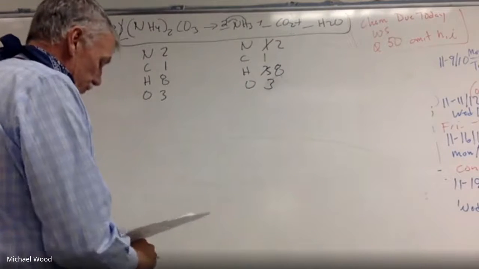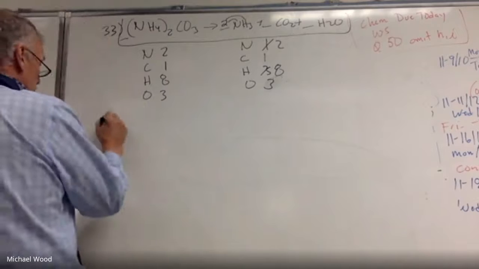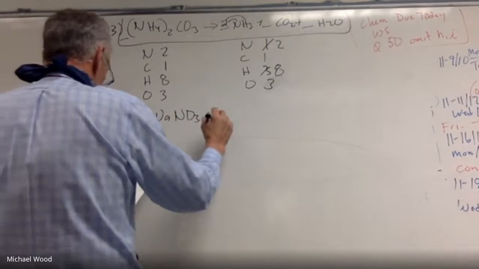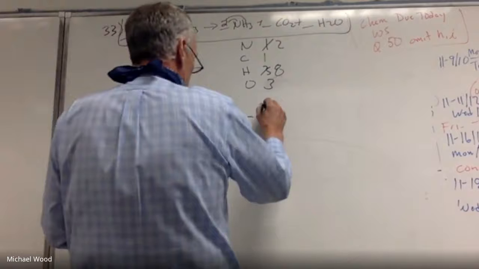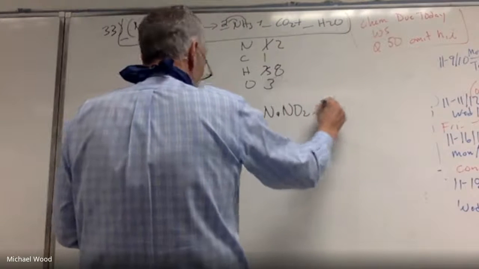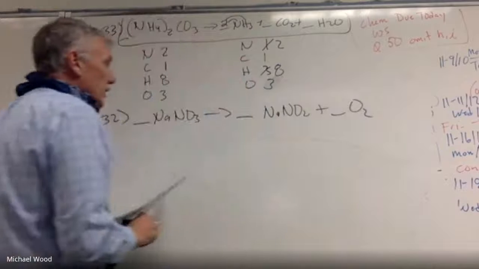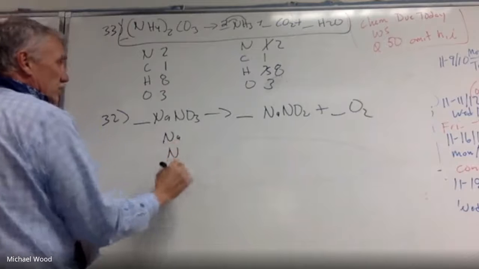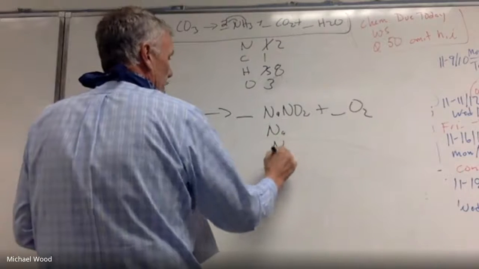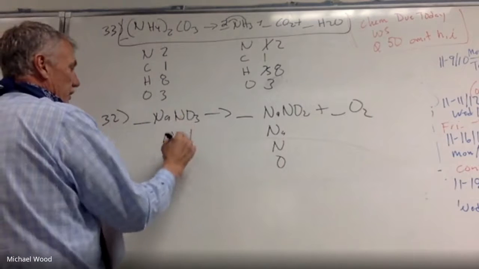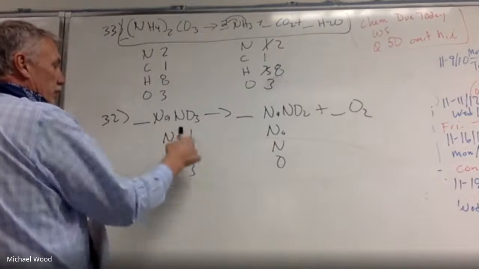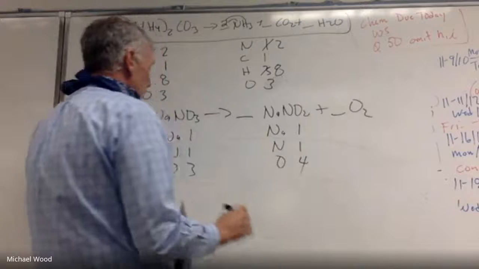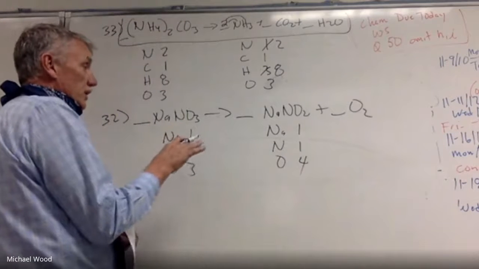Okay, so number 32. So I've got NaNO3 makes NaNO2 plus O2. So again, I'm going to do accounting, and again, I'm always going to save O to the very end. So I've got Na, N, and O. So I count. I've got 1 Na, 1 N, and 3 O's. Here I've got 1 Na, 1 N, and 2 plus 2 is 4. So Na and N are good, but here again is the half number thing.